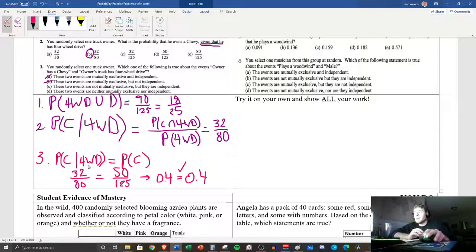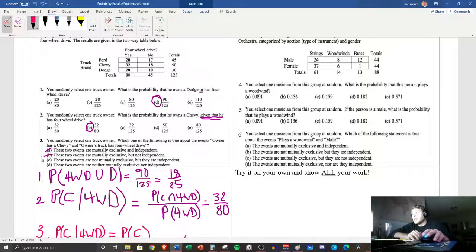This means just because this event here is happening does not actually change the probability of this. So we will say they are not mutually exclusive, but they are independent. So C is the best answer on that.